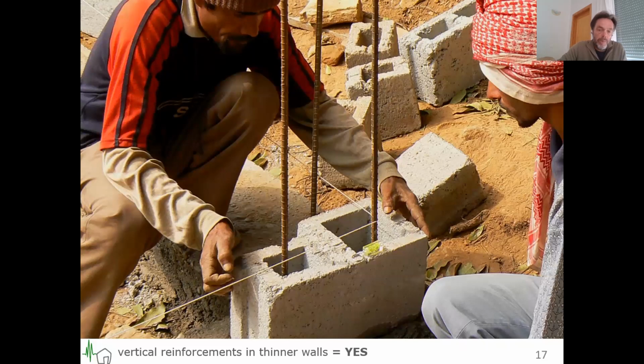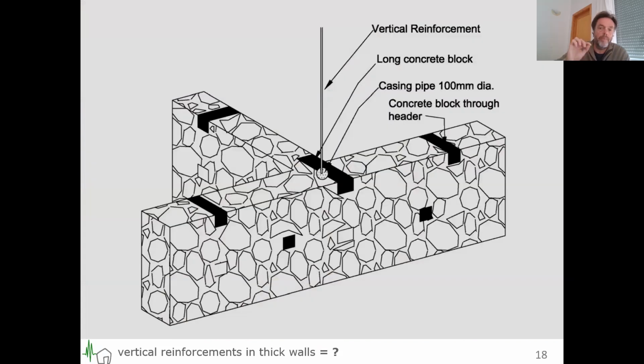I already explained in the first presentation that yes, we do put something vertical in the thinner walled constructions. We know that it has benefit. We know that it works. But I also already showed you what to do with these thicker walls, and I said, we don't do it. There is a reason why we don't do it.